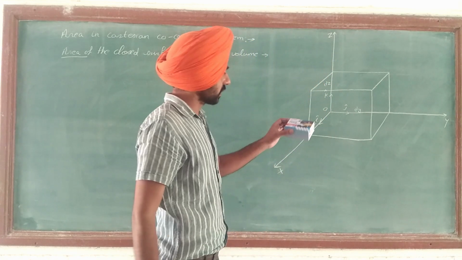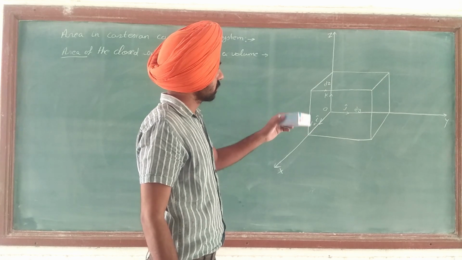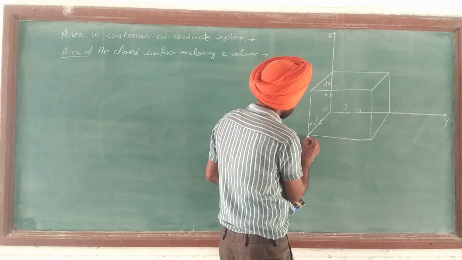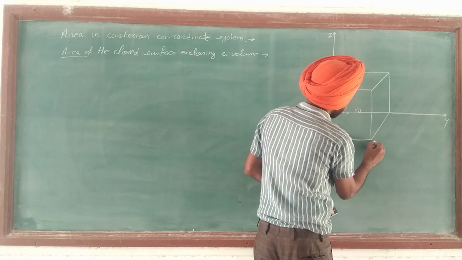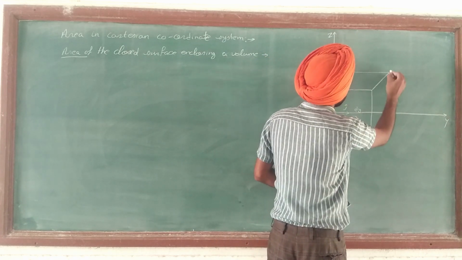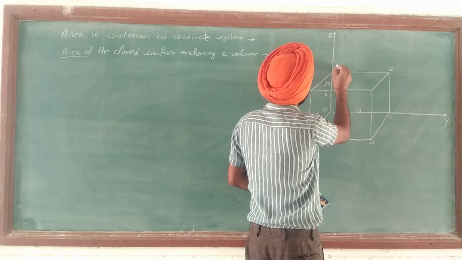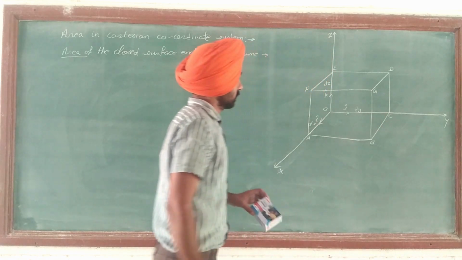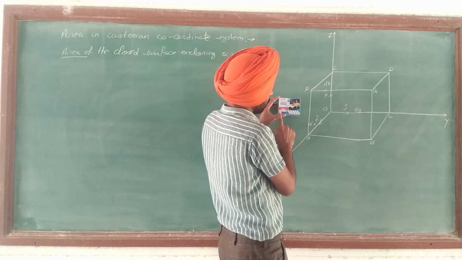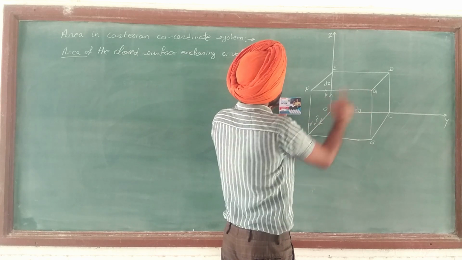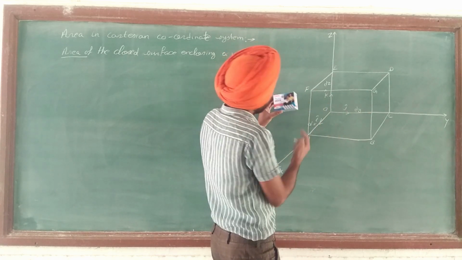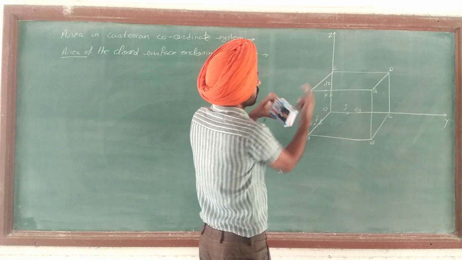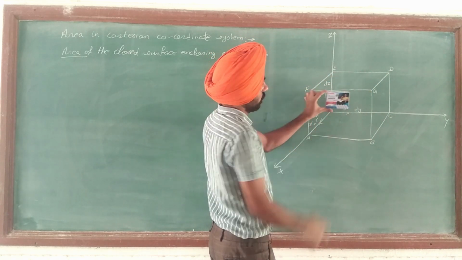So I have tried to make this diagram here. So here we have these faces, let it be A, B, C, D, E, F, and G. The faces A, B, G, and F, and this point is C, this point is D, this corner is E, and this corner is O.